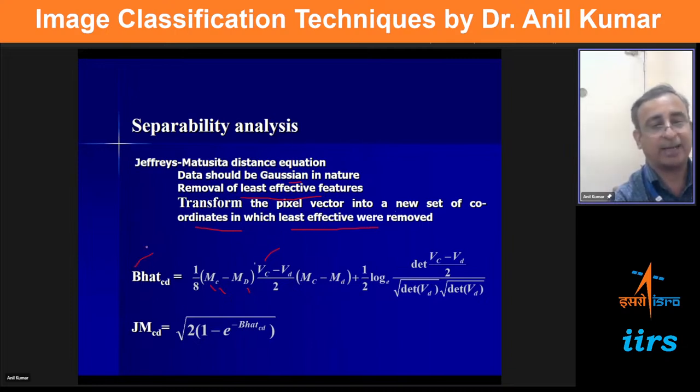So you can get the variable called BHAT, and if you put the BHAT value in this equation, you can get the Jeffries-Matusita distance. Here also you may get some value, like in the previous case where you were getting values from 0 to 2000. If the value is higher, that is good, excellent separation. If the value is low, it will be poor separation between classes. So we have to take care before going for classification. If the separation between classes is very good, the algorithm can easily separate the classes and give us very good accuracy of our classified map.